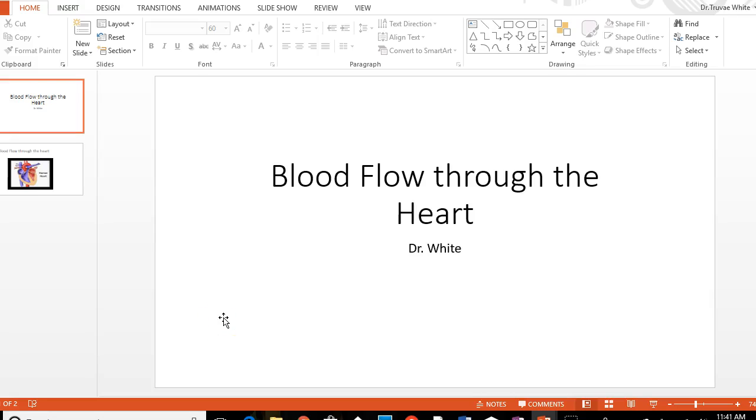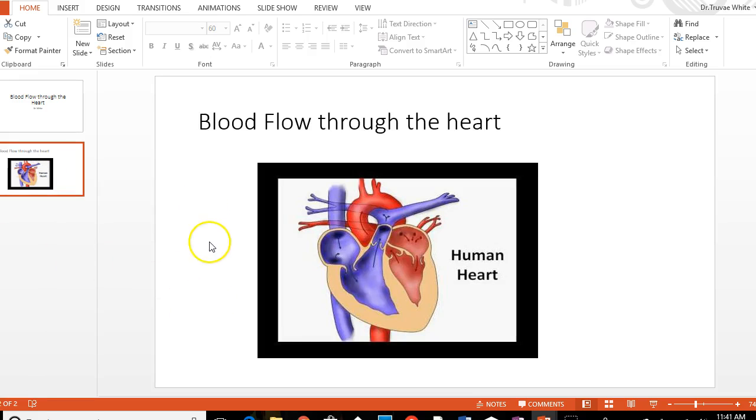Hello class, today I will give you all a basic, simple way of looking at how blood flows through the heart. So I will begin with this picture here. Blood flow through the heart. Here's our human heart. We'll follow the arrows of how blood will be flowing through the heart.